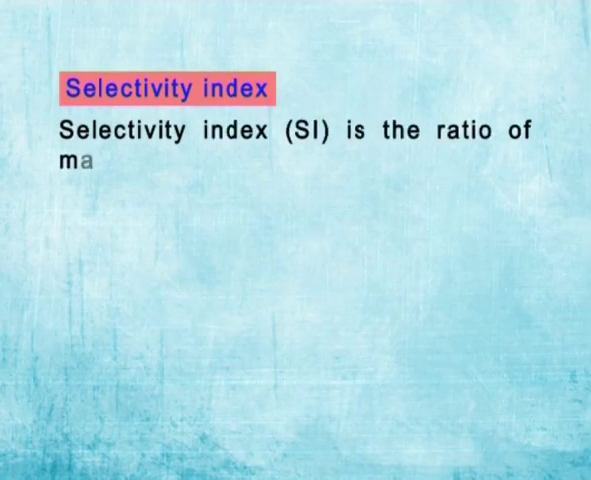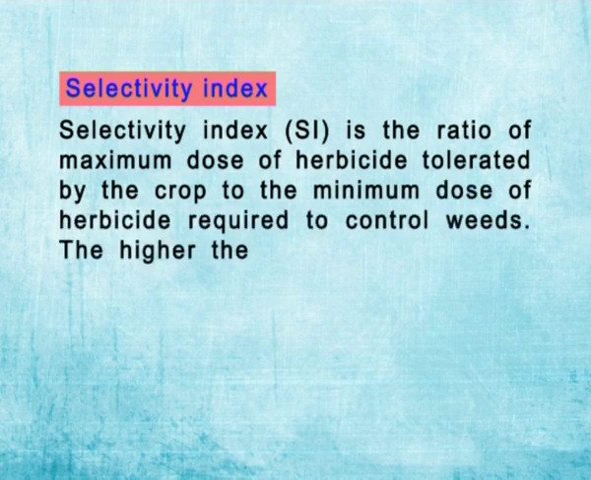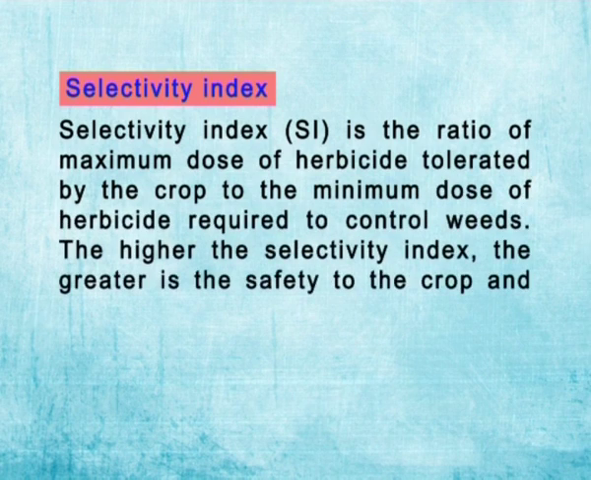In order to know the selectivity of herbicide, we are using a new term, selectivity index. Selectivity index, SI, is the ratio of maximum dose of herbicide tolerated by the crop to the minimum dose of herbicide required to control weeds. The higher the selectivity index, the greater is the safety to the crop, and vice versa.